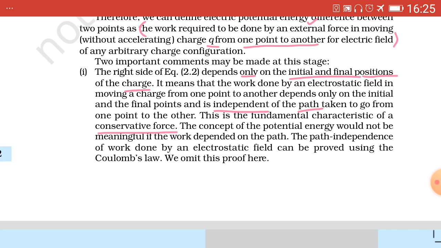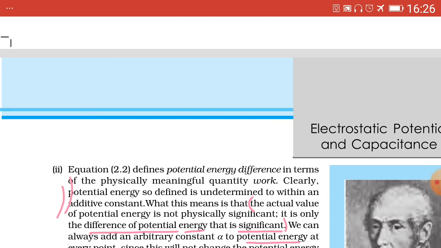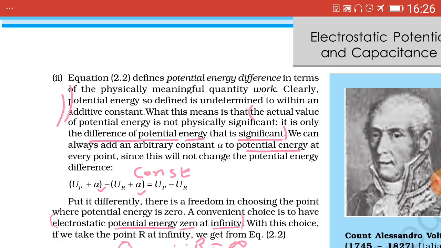Next, point number 2. It is only the difference of potential energy that is significant. That is, the actual value of potential energy is not physically significant, but the difference of potential energy is significant, because adding a constant will not change the potential energy difference. Let us see the mathematical expression.